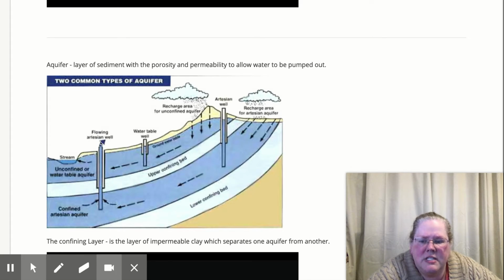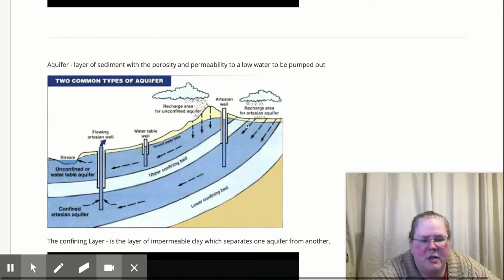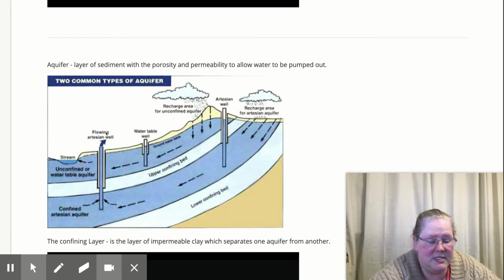If you can actually dig a well down into this confining layer, do you see that this is so much lower than up here? And remember, water always wants to find its own level. This is called an artesian well because they've actually punctured it. It's lower than the place where the water comes into it, and this will just flow out continually on its own.